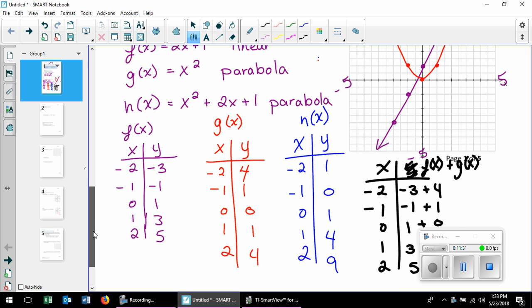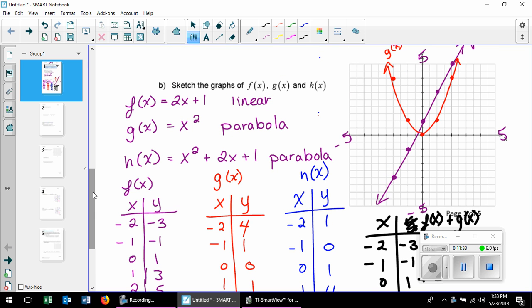9. Negative 2 and 1. Negative 2 and 1. 0, 1, 1, 1, 4. And we said negative 2 is going to be 4.